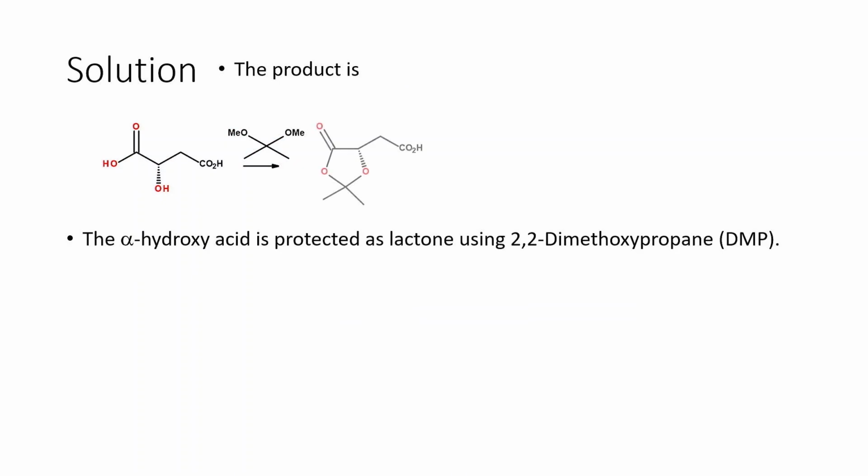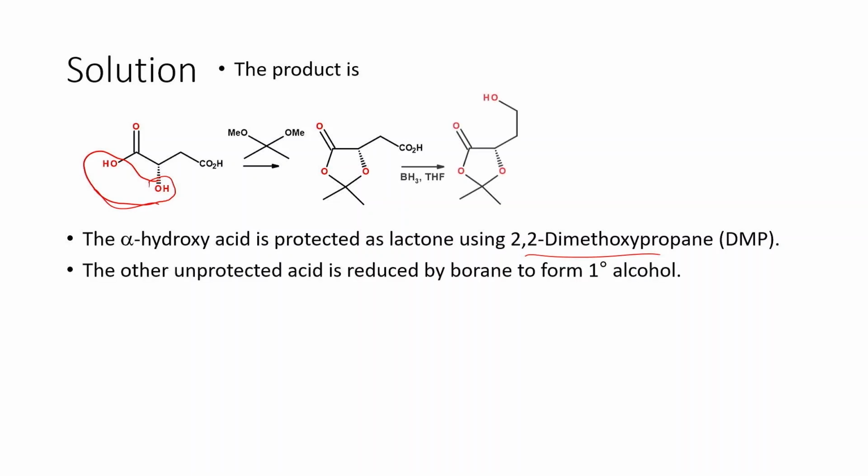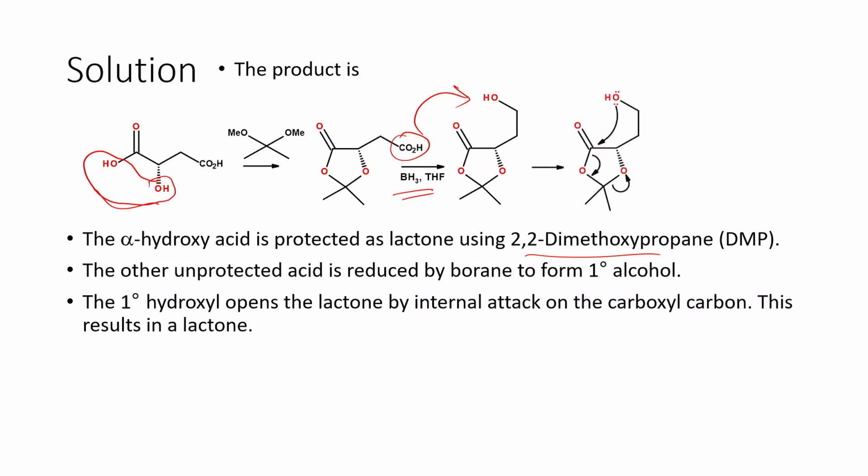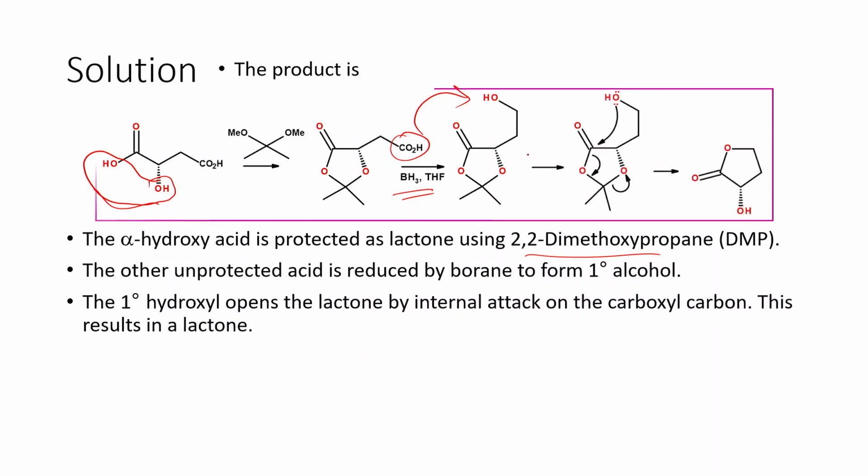The first one is we have the alpha hydroxy acid, and this is protected as a lactone by 2,2-dimethoxypropane, or the DMP. So this is the first step that happens. This hydroxyl and this carboxylic acid's OH are both protected, and then the next step is reaction with the borane. We already know borane reduces the carboxylic acid to a primary hydroxyl unit. So this is what actually happens, and the last step is reaction with the acidic reagent H3O+.